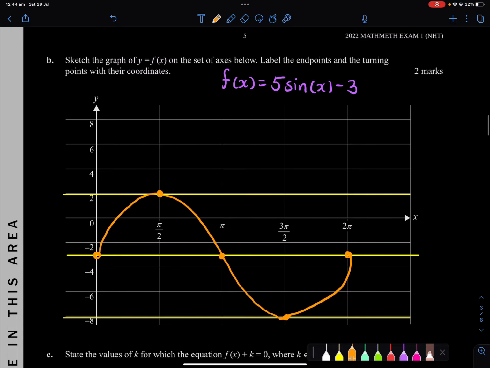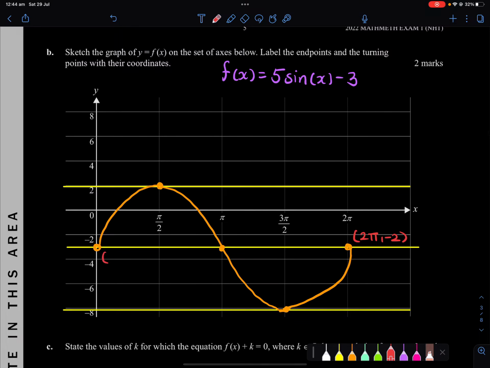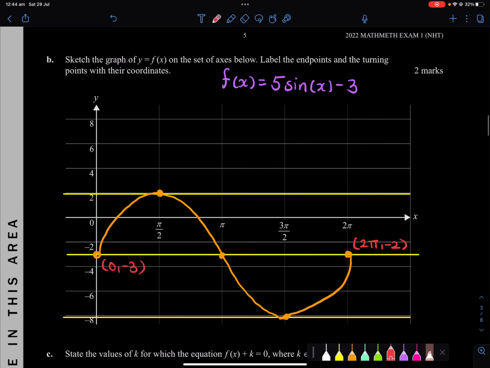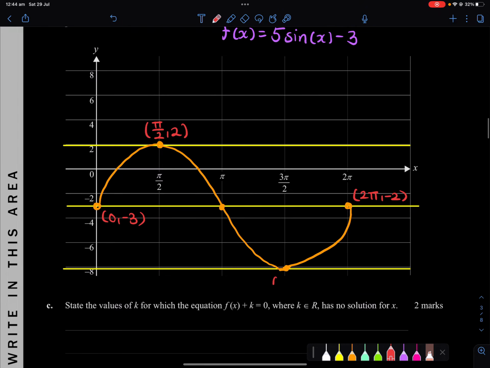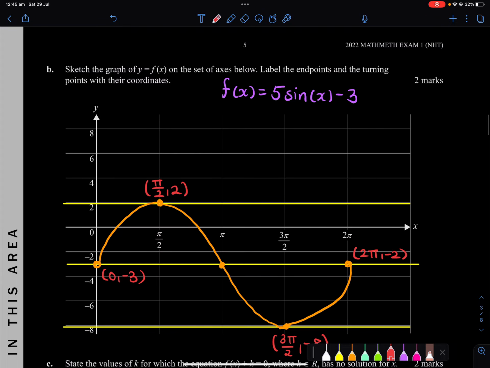Now, what we want to do is label the endpoints. It says label the endpoints, so the endpoint here will be 2 pi, -2. And this endpoint here will be 0, -3. So they label the endpoints and the turning points. Okay, the turning point here is pi on 2, 2. So, yep. This endpoint over here is 3 pi on 2, -8. Okay, we've done that. So that should be 2 marks.